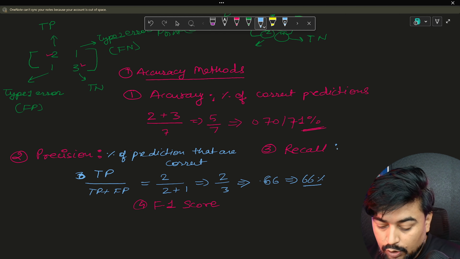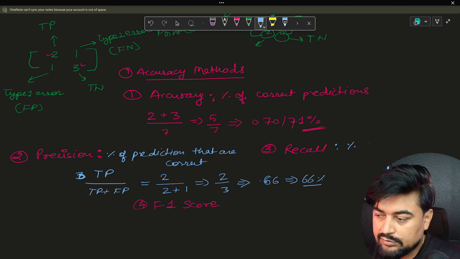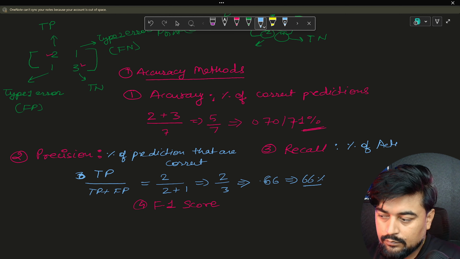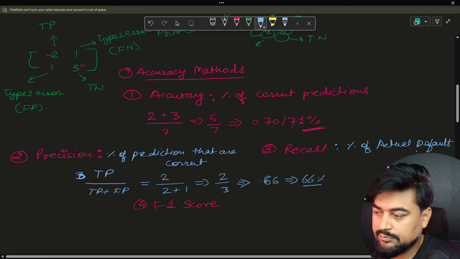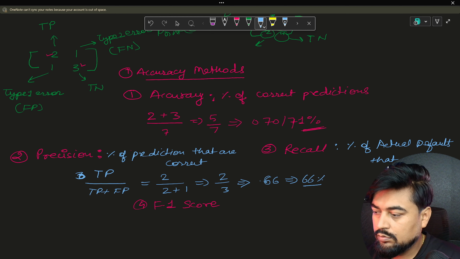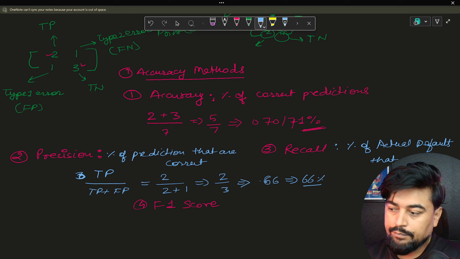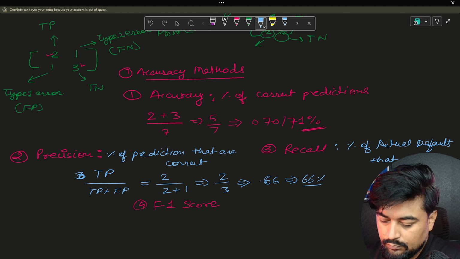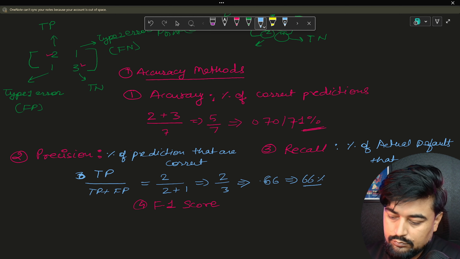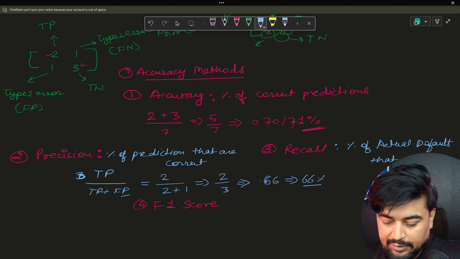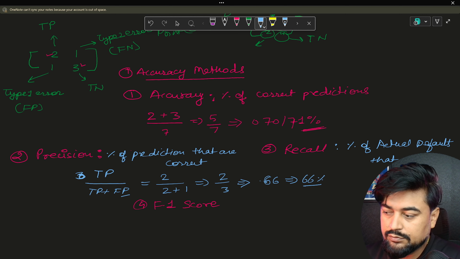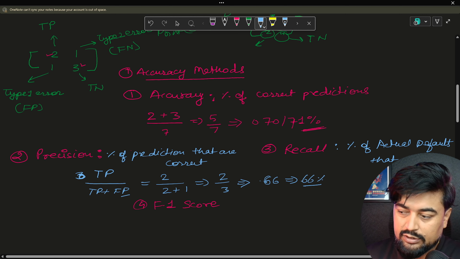Now we'll go to the recall. What is recall? Recall is the percentage of actual defaults that were predicted. Now the formula for this is going to be TP divided by TP plus FN. So here it was FP, here it is FN, but in our case it is the same. So 2 divided by 3, which will again be 66%. So recall is again 66%.